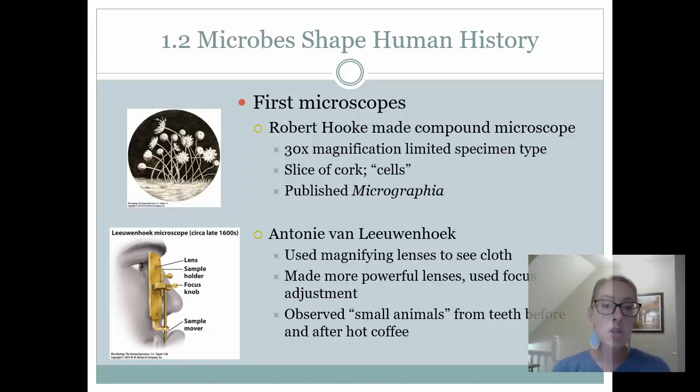So the image that's depicted up there in the top left is a sketch of some mold that he was able to view with his microscope. He drew this sketch as well as a number of other sketches of his specimens in a pamphlet called Micrographia that he published and distributed to people. Robert Hooke was actually the first individual to coin the word cells.